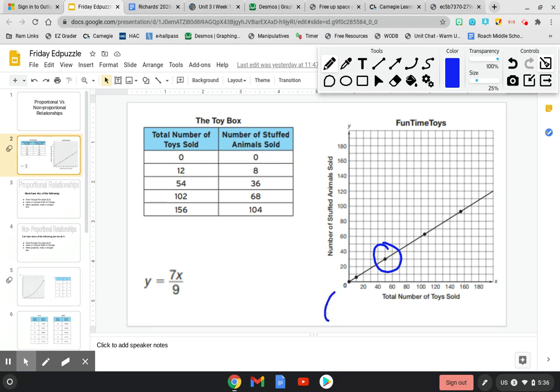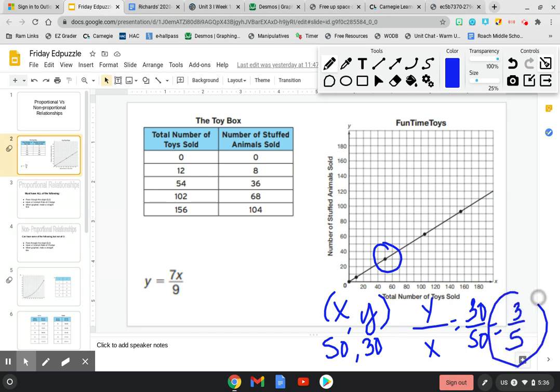So this ordered pair is 50 over 30. So if I do my slope, y over x, that is 30 over 50, or 3/5. My slope is 3/5. Knowing what I know about equations from this question and this question, this line's equation is y equals 3/5 x. Your slope just goes in front of the x.